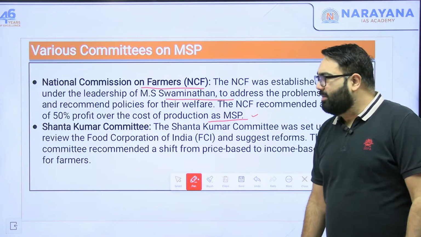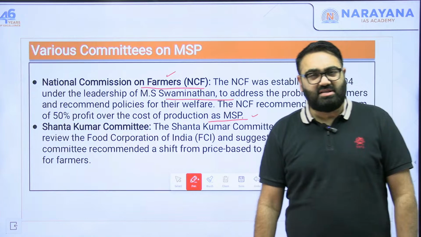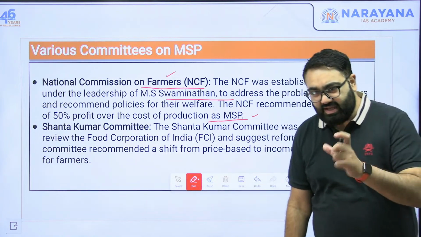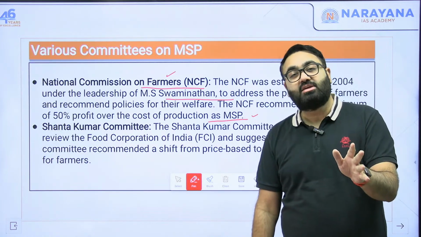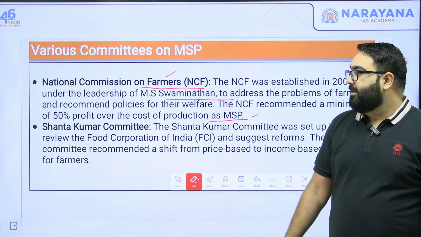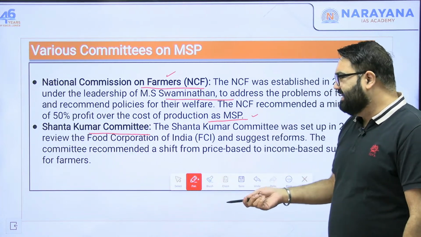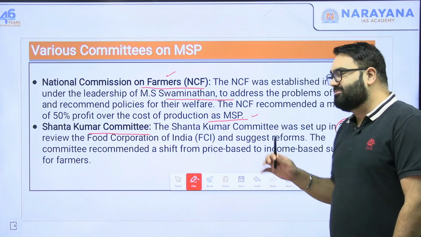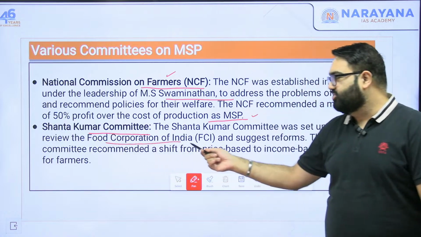The MS Swaminathan committee or the National Commission for Farmers, it is the same thing. This is the committee that had recommended that the rental cost of the land should also be included, but the government has not done this so far. We also had a Shanta Kumar committee. It's recent. The Shanta Kumar committee was set up in 2014. That was specifically aimed at looking into the working of the Food Corporation of India.